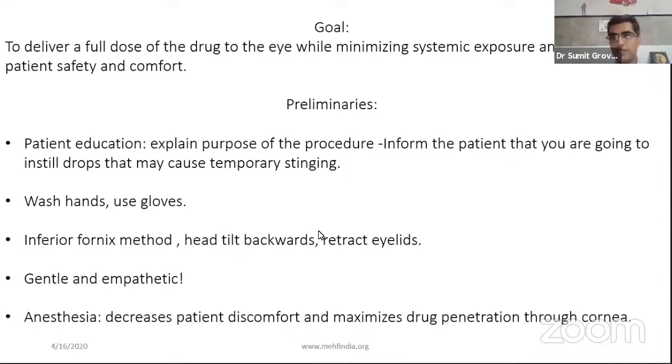Preliminaries are patient education. It's not like a patient comes, and you directly put the medicine in the eye, and not even gently. No. Explain the purpose of the procedure. Inform the patient that you are going to instill the drops, wash hands, especially in the COVID times, use gloves. Inferior fornix method is when you pull the inferior fornix like that, tilt the head backwards and retract the lid and put the eye drop into the inferior fornix. And be gentle and be empathetic with the patients. And as I already mentioned, if you use anesthetic eye drops, it decreases the patient discomfort and maximizes the drug penetration through the cornea.